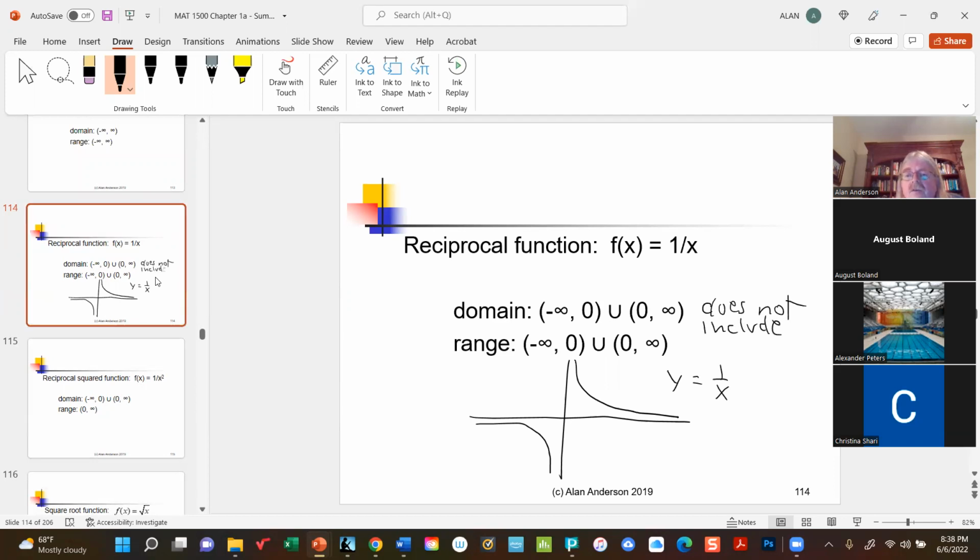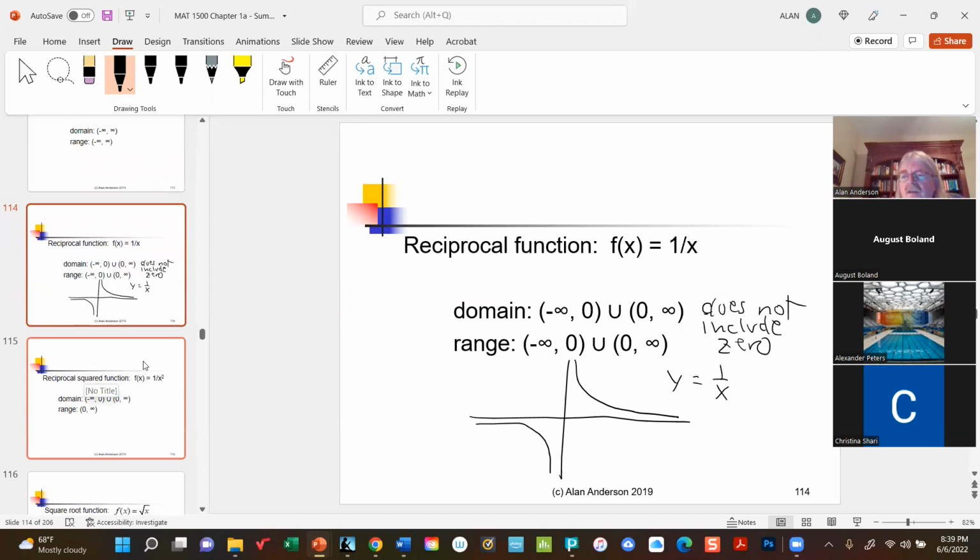But the same thing is true with the range. No matter what number you plug into this function, you're never going to get a zero. So neither the range nor the domain includes the zero, but everything else is in there. So yeah, we studied this one to death tonight, 1/x.